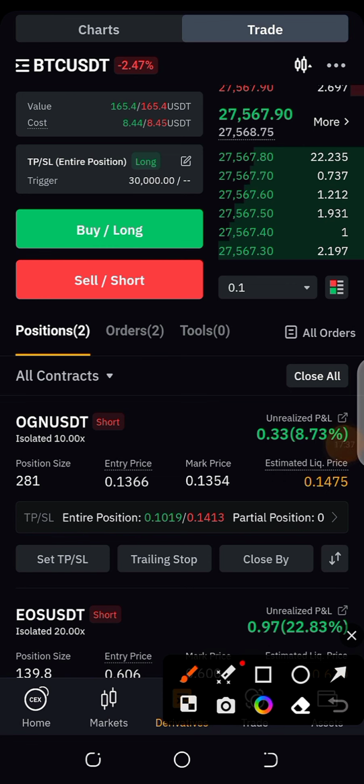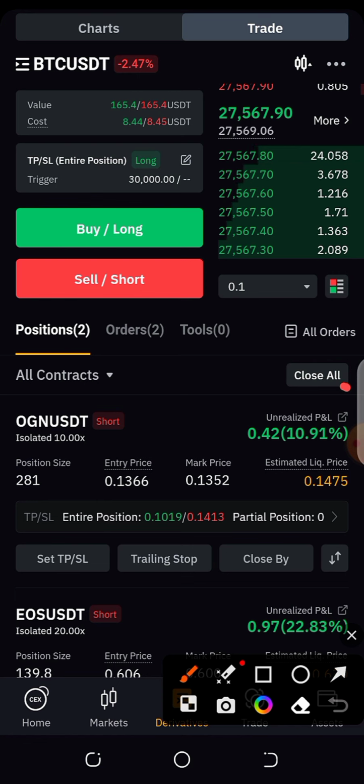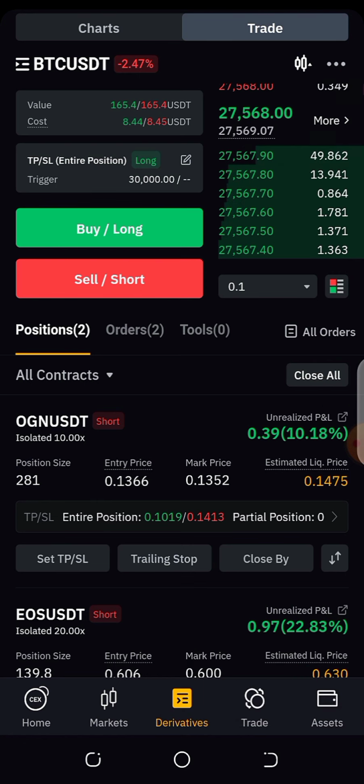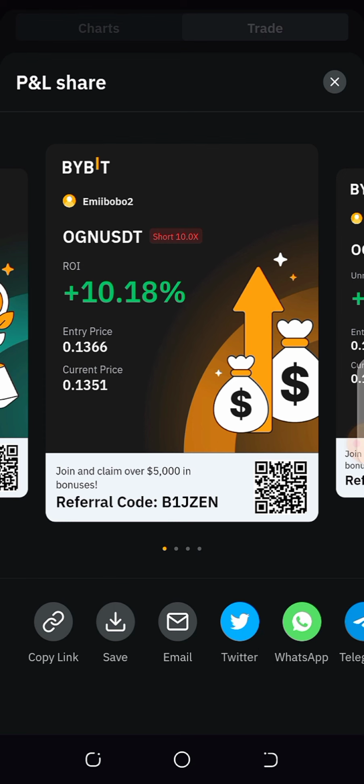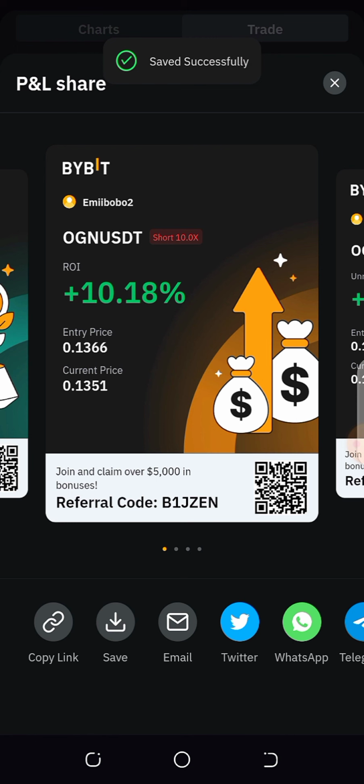Let's say this trade is in this section and you want to share it. At the click of a button on this particular icon here, you can share this trade. Let me click on it. If I click on it, look at this. So I can now save this picture. I can post it anywhere I like, post it on my status and the rest of that. So that is it, guys.